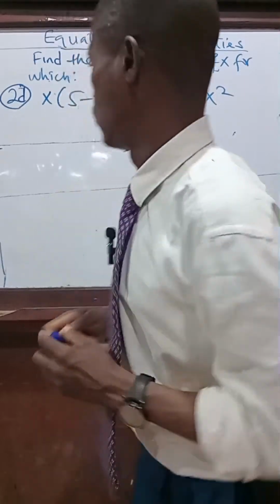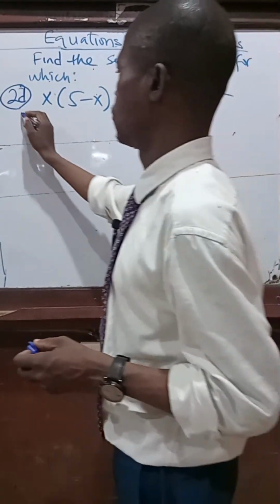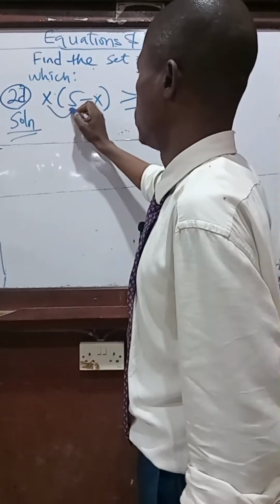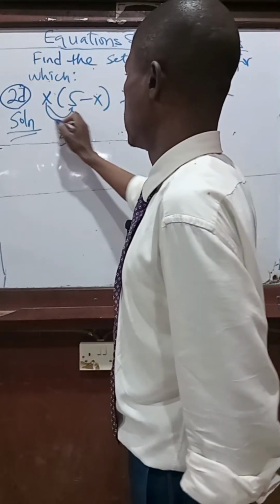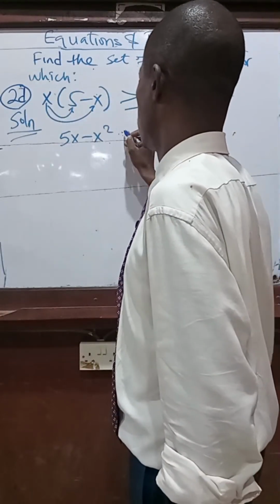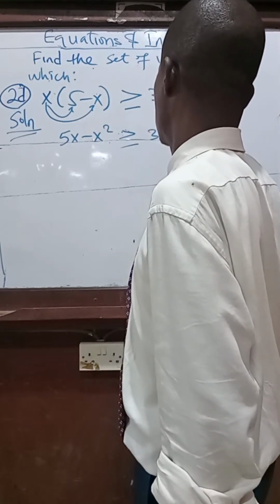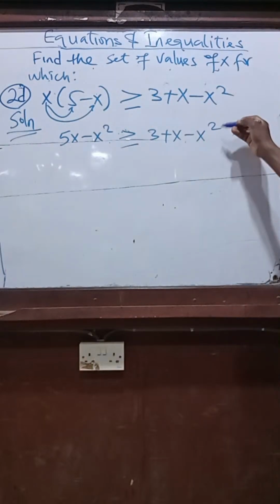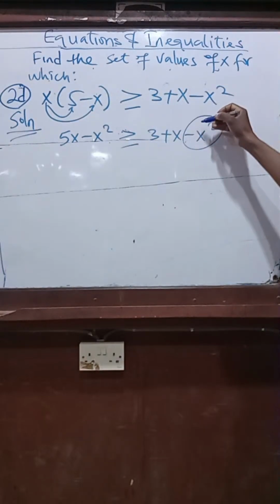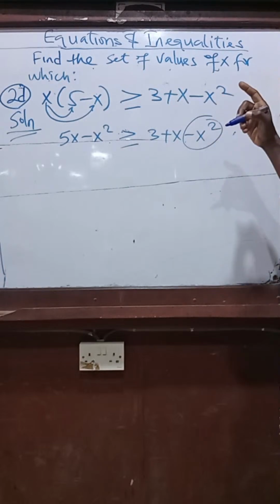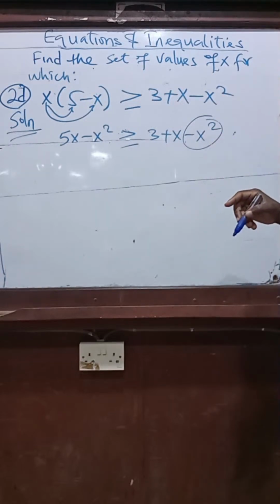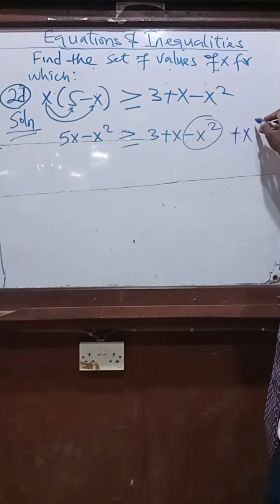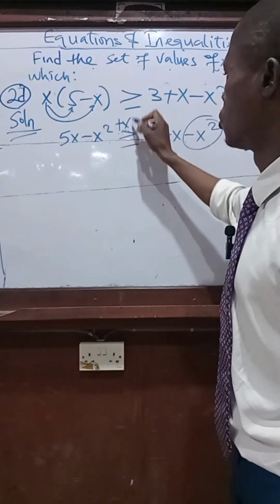Okay, let's see what we have here. The solution. Do the expansion. This one times this one, that's 5x. This one again times this one, that's a minus x squared, greater than or equal to 3 plus x minus x squared. Okay, so move this minus x squared, remove it from here. So that means I'm going to add plus x squared to both sides.